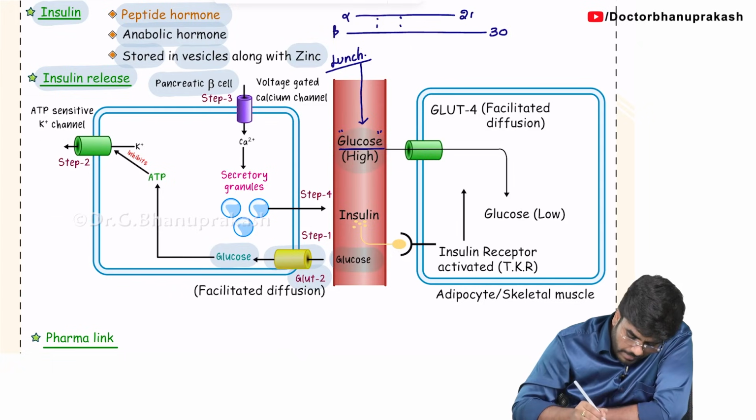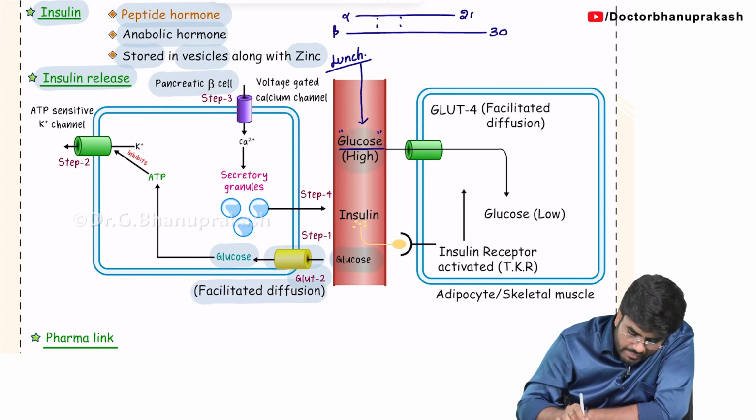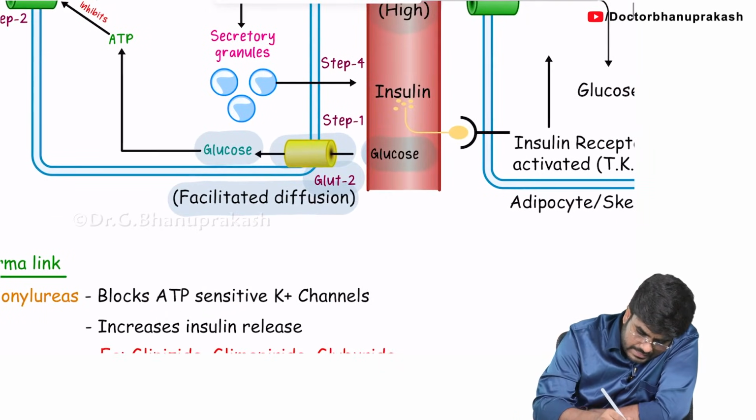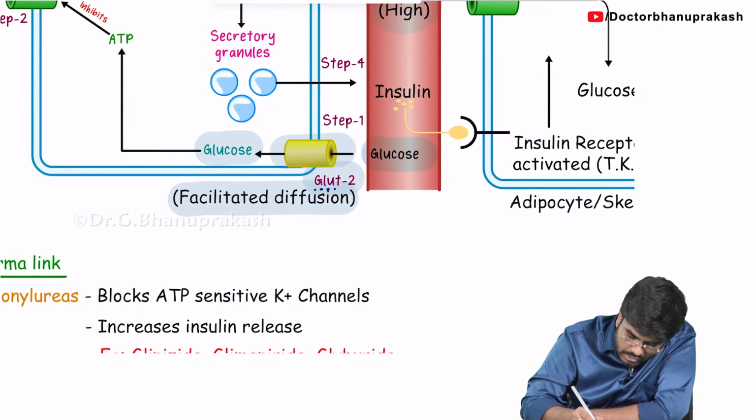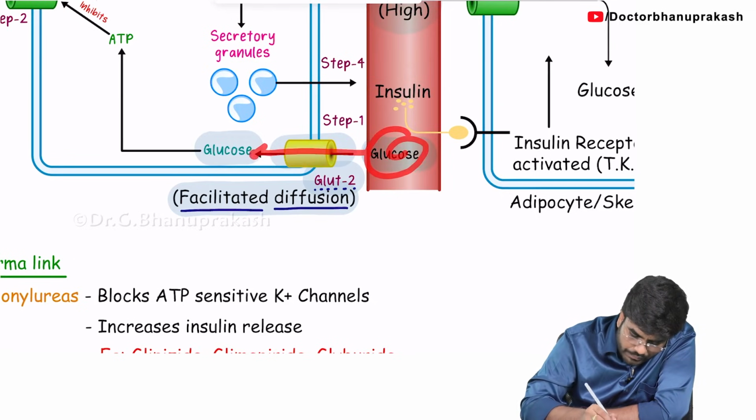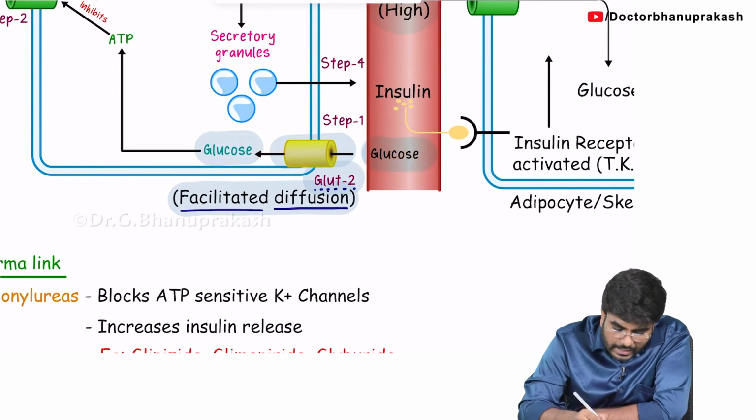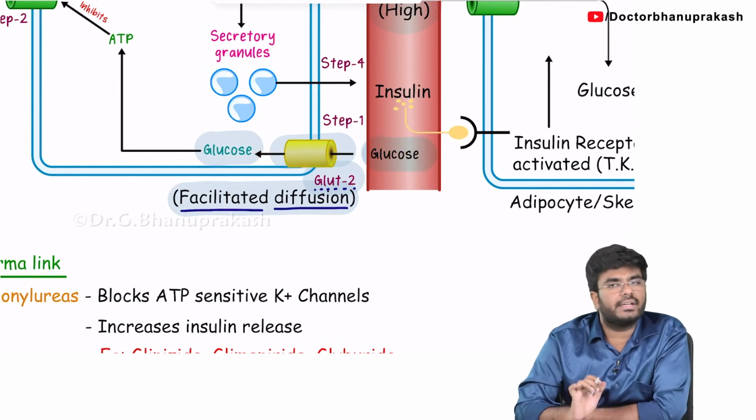Now, have I already taught you? Wherever you see the word GLUTs, all GLUTs are examples of facilitated diffusion. Here the glucose is going from high concentration to low concentration with the help of this protein. So, it's a facilitated diffusion.